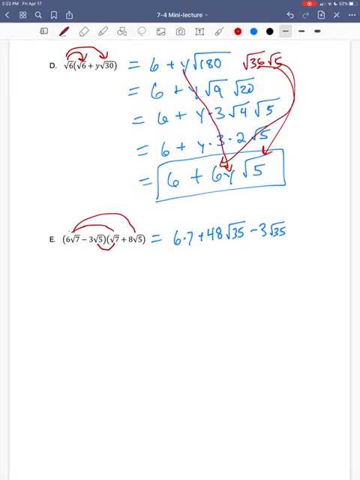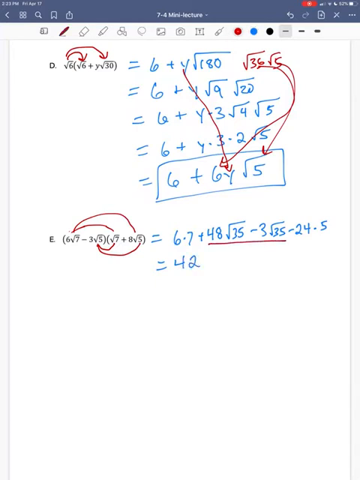And when I go to do last, I can make use of this shortcut again. The outsides, negative 3 times positive 8 is negative 24, but then the insides, square root of 5 times square root of 5 is just 5. I don't have to do square root of 25, although you can if you want to. So 6 times 7 is 42.